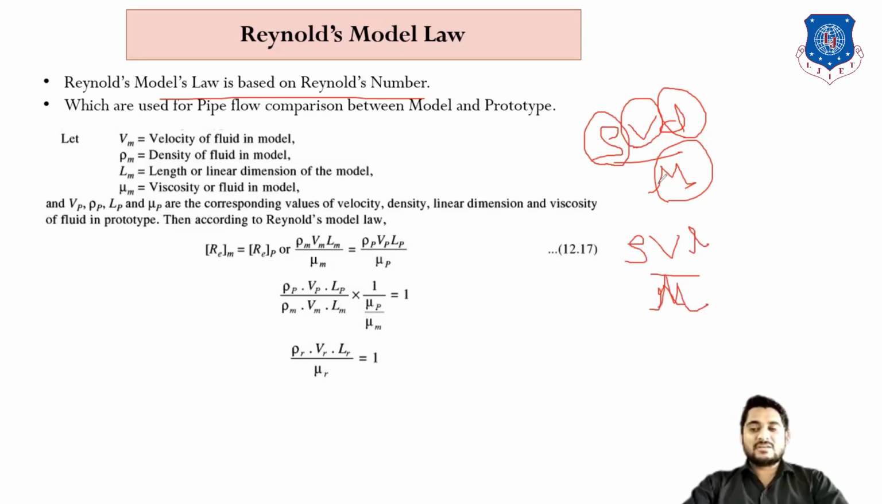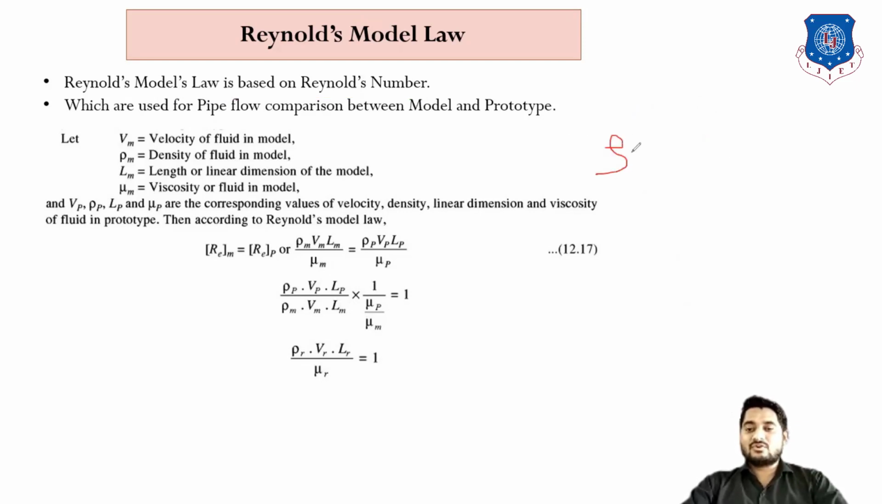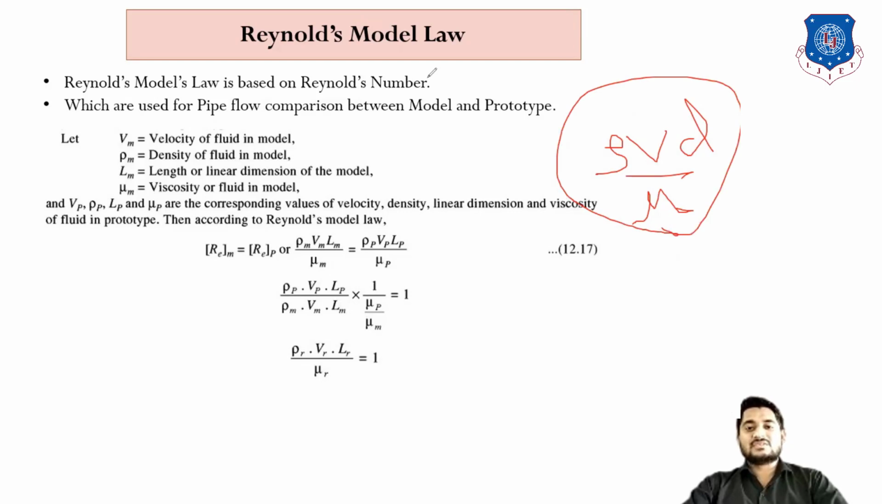Units remain the same. Clear? If you derive the unit of Reynolds number, it will become a unitless parameter. You can try this at home. Rho V d divided by mu. Try to derive the unit of this, it will become a unitless parameter, right?